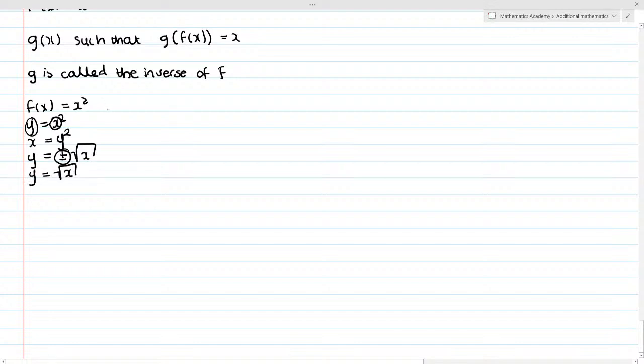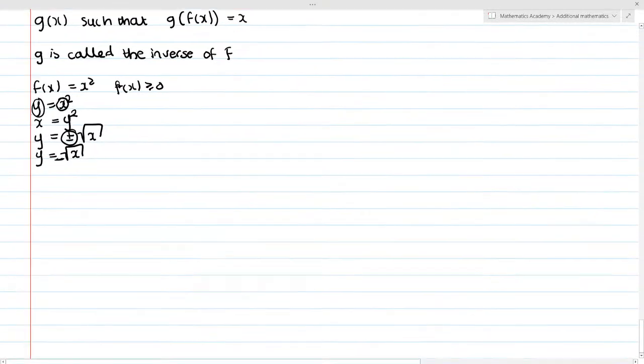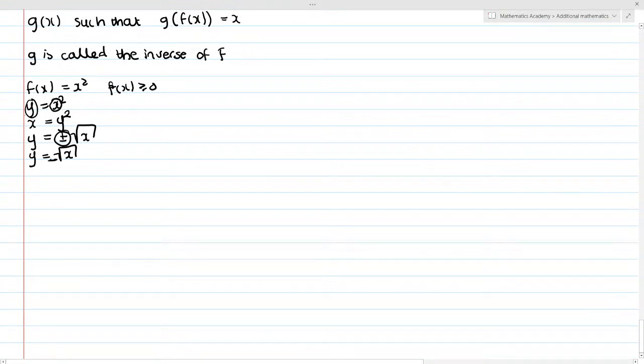So I might have told you here that f of x is greater than or equal to 0, and so it can't be negative, and so we need to keep it as plus. Okay. And now, what do I do with this expression now? Well, this is actually my inverse. So my inverse function, which is actually written like this, f inverse of x, not to be confused with 1 over f of x, is equal to the square root of x.